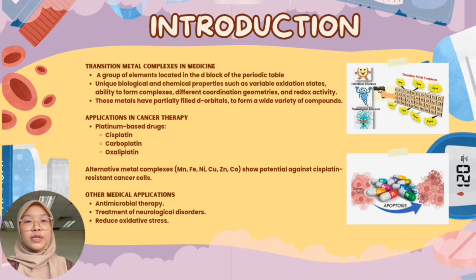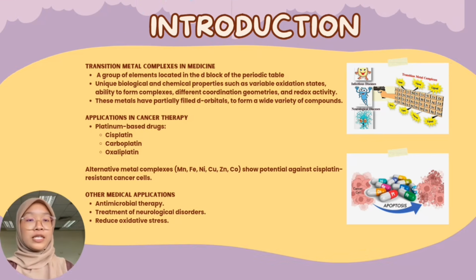In medicine, transition metal complexes are widely used for disease diagnosis and treatment. For example, platinum-based drugs such as cisplatin, carboplatin, and oxaliplatin are commonly used in cancer therapy by damaging cancer cells. However, due to their side effects, researchers have developed other metal complexes such as manganese, iron, nickel, copper, zinc, and cobalt complexes, which have shown strong potential in destroying cancer cells, including cells that are resistant to cisplatin. Besides cancer treatment, transition metal complexes also show potential in treating microbial infections and neurological disorders by reducing oxidative stress, controlling metal balance in the body, and targeting specific disease pathways.